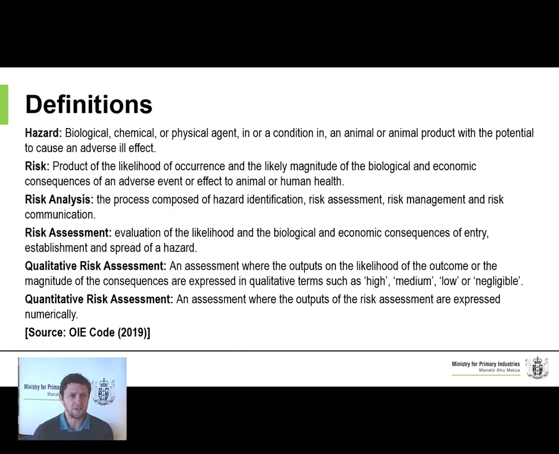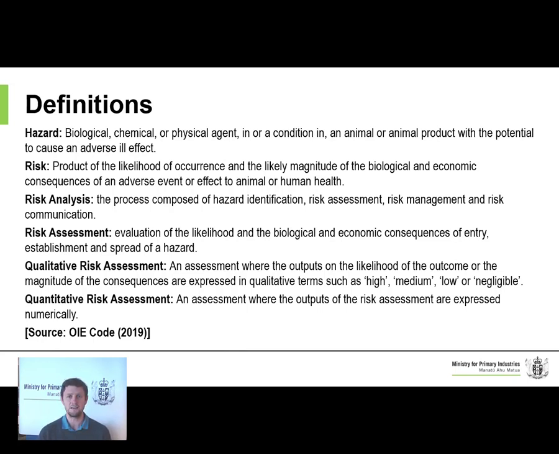Okay, let's have a quick look at some of the key definitions. Hazard is a biological, chemical or physical agent in, or a condition of, an animal or animal product with the potential to cause an adverse effect. The hazard definition is exactly the same as what you would use for developing a HACCP plan in a risk management program or a full food control plan, when looking to manage hazards associated with food. Risk is a product of the likelihood of the occurrence and the likely magnitude of the biological and economic consequences of an adverse event or effect to animal or human health.